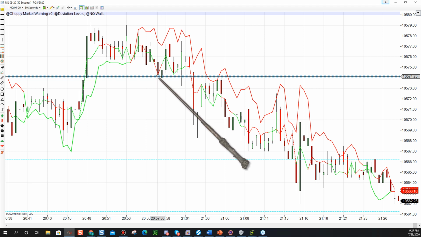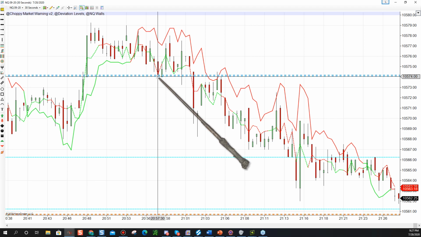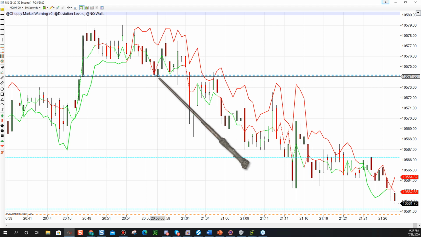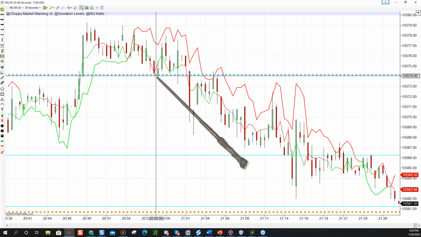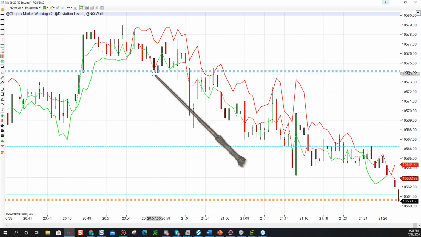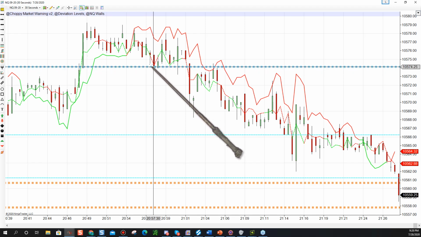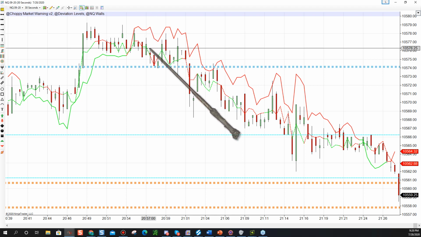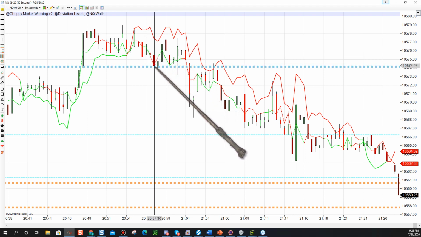Okay, now the next question. What should your next question be? If you have an entry, what should always be your first question? Where does my stop go? Right? Why not enter on the red bar before that green bar? Well, because it didn't meet the qualifications. It was down green and up red. So it wasn't a setup bar. Okay?